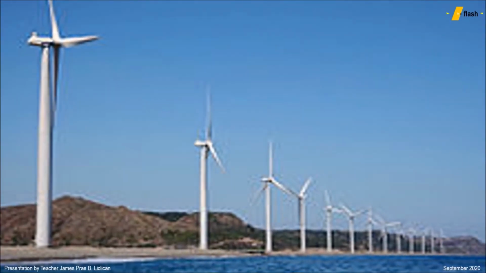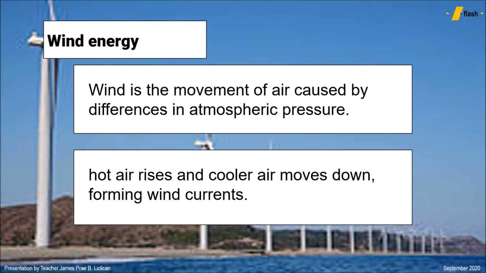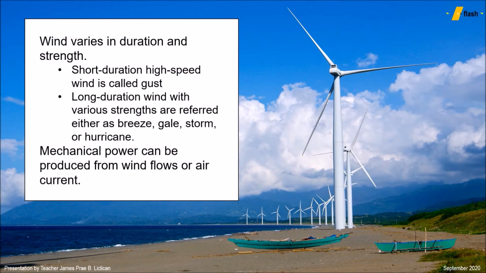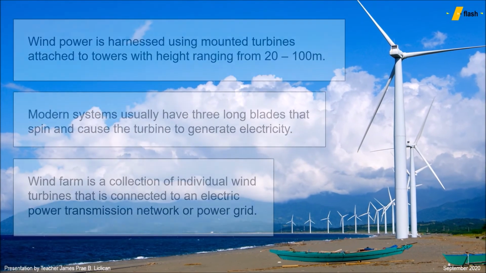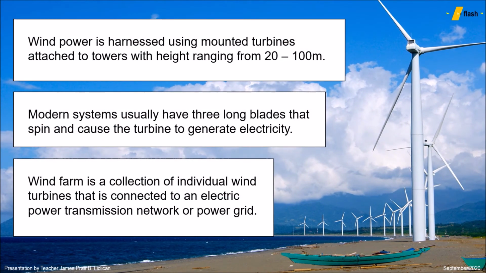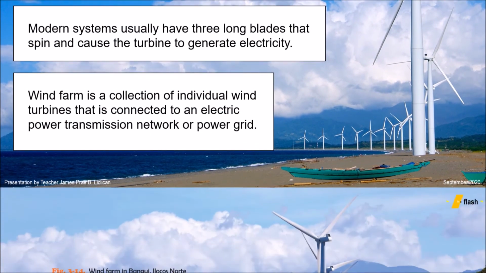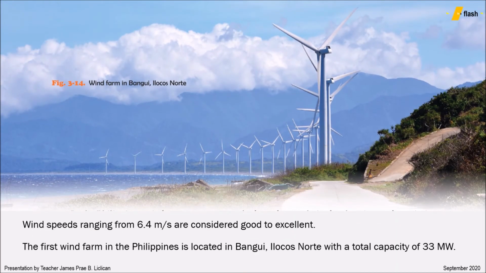Wind energy is another renewable energy source. Wind is the movement of air caused by difference in atmospheric pressure. As wind flows through elevated turbine towers with generators attached, it allows for the production of wind energy. Of course, the energy produced by wind also increases or decreases based on the wind strength. That's why wind farms are strategically constructed in a specific site. Wind farms are constructed in places with wind speeds around 6.4 meters per second, mostly along coastlines or on shore, similar to the ones found in Bangui, Ilocos Norte in the Philippines.